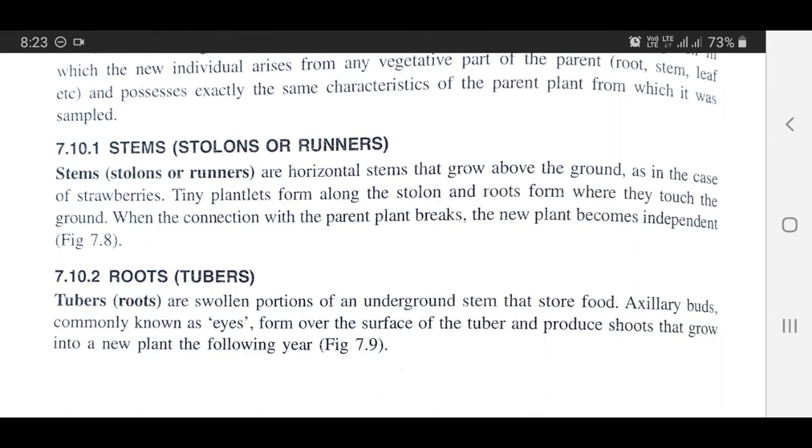Stem, stolon or runners. Stem, stolon or runners are horizontal stems that grow above the ground. As in the case of strawberries, tiny plantlets form along the stolon, and roots form where they touch the ground. When the connection with the parent plant breaks, the new plant becomes independent. In the case of strawberry, shoots originate from the leaf bases, and finally it creeps on the ground where there is an internode, from where generally roots strike, and so many plants become individuals.